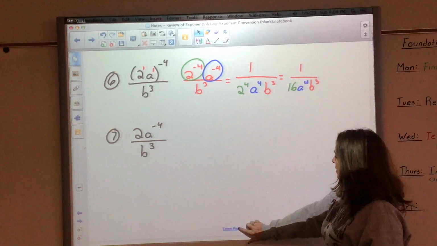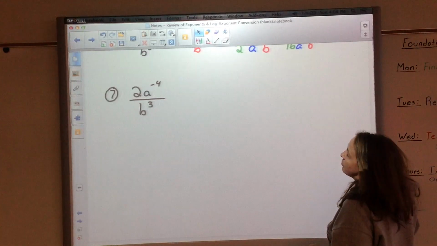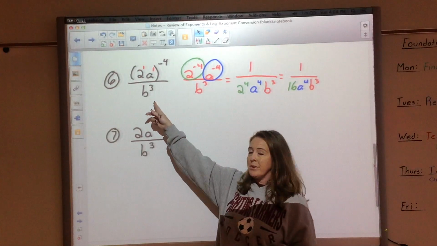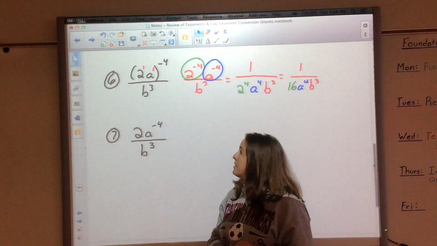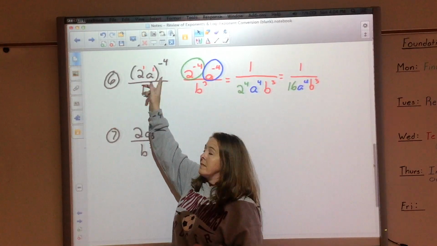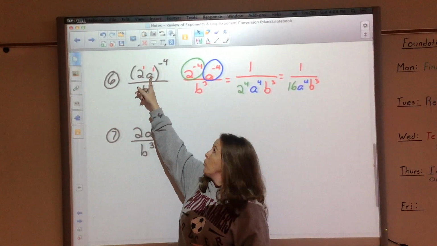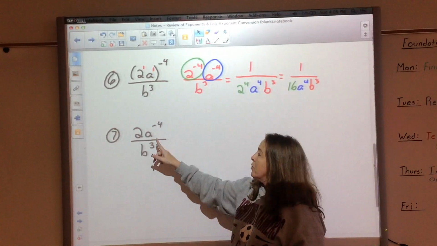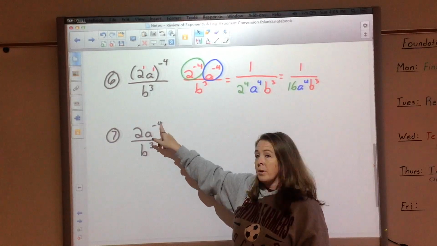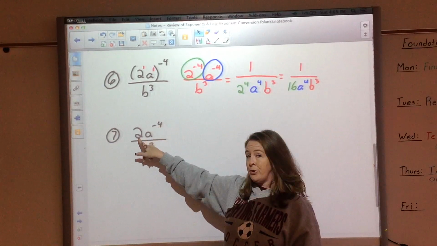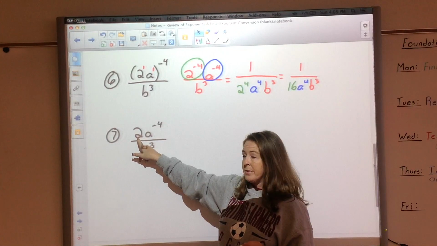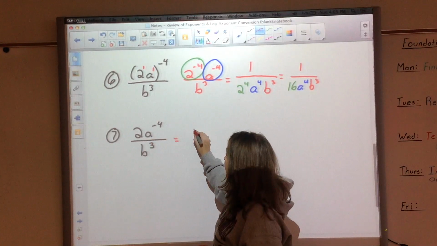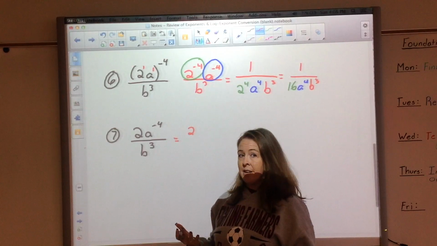All right. So now number 7. Okay, number 7, if you notice, is almost the same as number 6, with one very important difference. In number 6, I have parentheses telling me that both the 2 and the a were being raised to the negative 4th power. In number 7, there's no parentheses, which tells me that only the a is being raised to the negative 4th power. The 2 is not. This is 2 times a to the negative 4th power, which means that in this case, that 2 doesn't change. It just stays a 2.